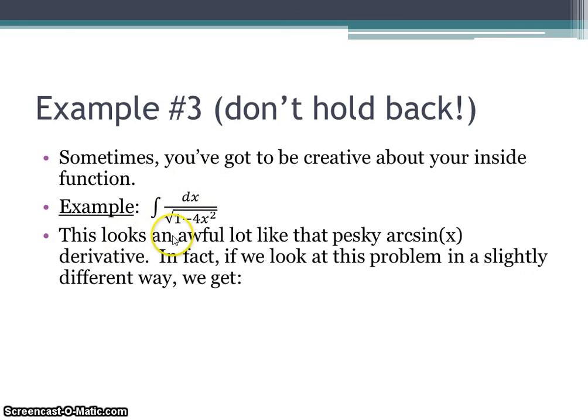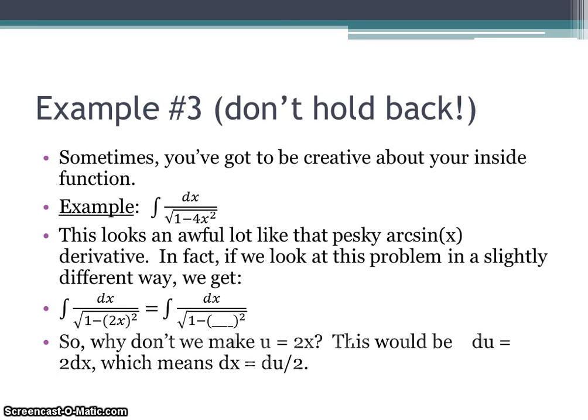This is a situation where we've got something that looks like that arc sine derivative, if you remember from way back when we did inverse trig derivatives. In fact, if we rearrange things a little bit, we can rewrite this as dx over the square root of 1 minus (2x) squared. In other words, it looks exactly like what we did with that derivative of arc sine. Dx over the square root of 1 minus something squared. The something is what we're going to make u.